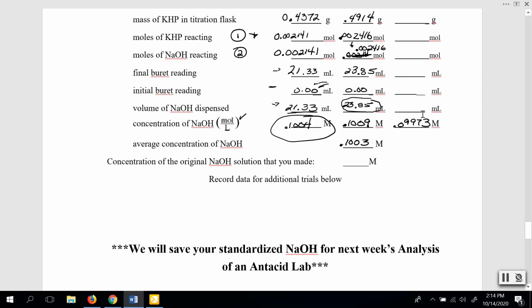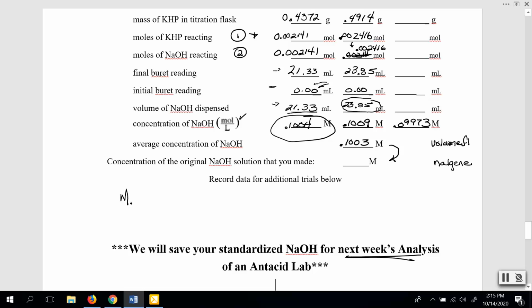Now for the last part, the last step, we're going to be figuring out what the concentration was in the Nalgene bottle. This was the concentration in your volumetric flask that you made by dilution. This is the Nalgene bottle, and that's the concentration of the solution you're going to be using next week.